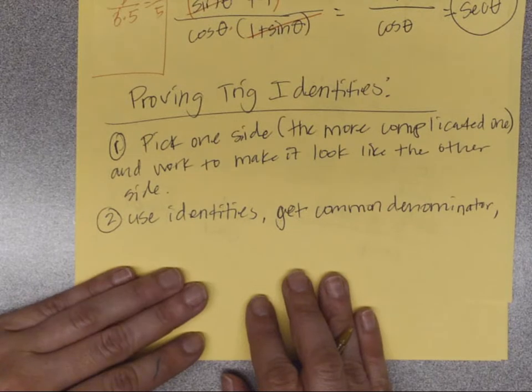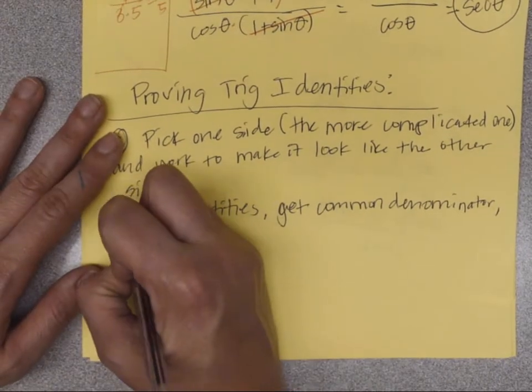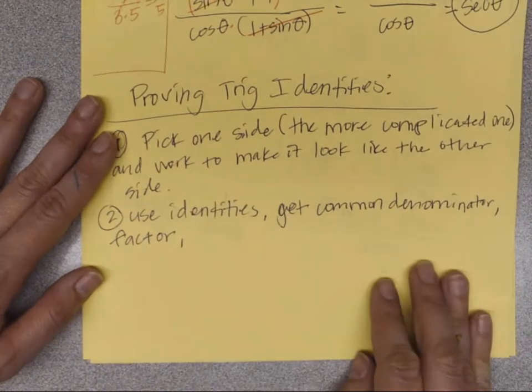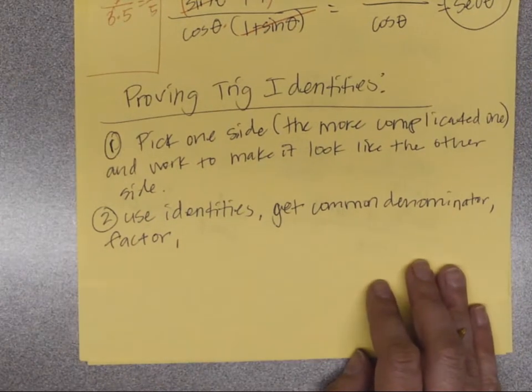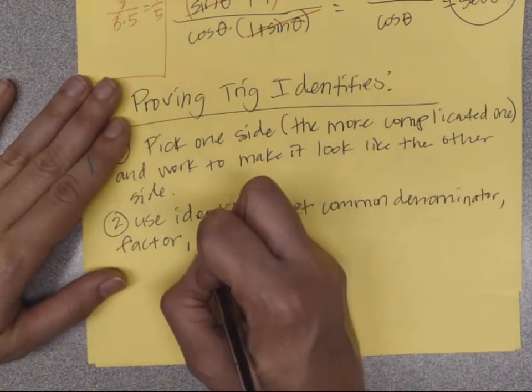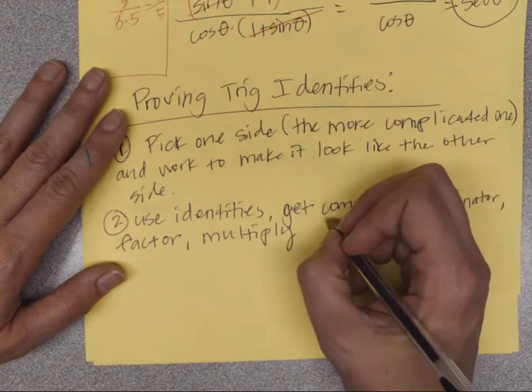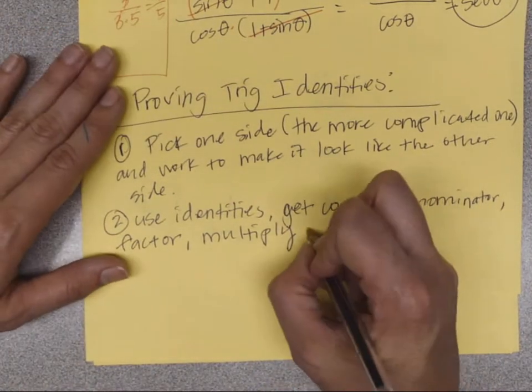Okay. It's also helpful sometimes to factor. If something factors, it's nice and helpful to factor it. And then also something else that is helpful, and we'll do a problem with this, is sometimes it helps out if you multiply by the conjugate. And if that doesn't mean anything to you at this point, it's okay. We'll explain it in just a minute.